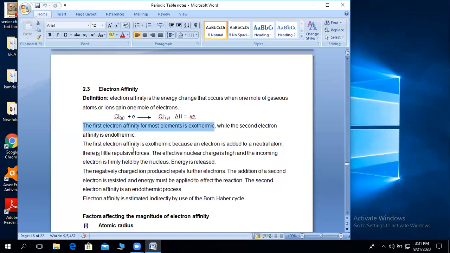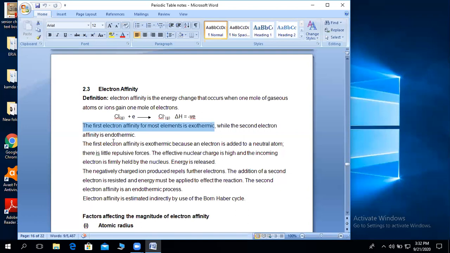So for first electron affinity, energy is given out. For second electron affinity, energy is required to add the second electron, because there is repulsion between the first electron and the second electron. Remember, all of them are negatively charged. So the second incoming electron is repelled. So a lot of energy is required for that electron to be added, the second one.